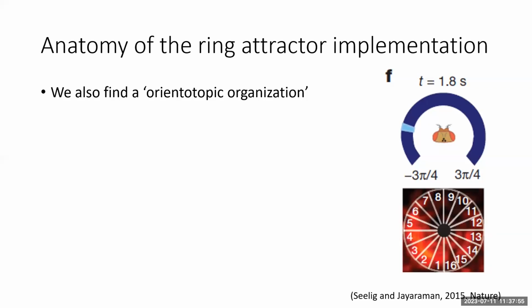So we could have a ring and each neuron would represent a different orientation regardless of the position. They could be kind of random, like a salt and pepper organization, we can call it. But no, we do see this nice relationship between the position on the ring and the orientation.